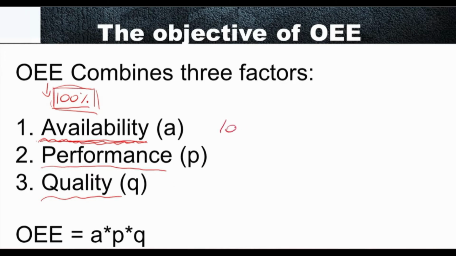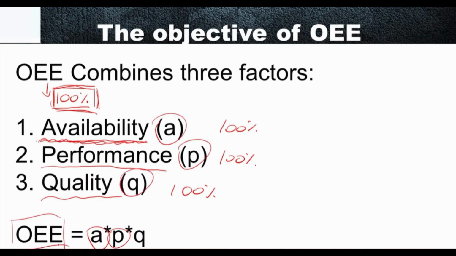So if the availability is 100%, the performance is 100%, the quality is 100%, we end up with an OEE of 100%. Why? Because this OEE is nothing else than the product of A, which refers to the availability, P, which refers to the performance, and Q, which refers to the quality. Just some clarification here for the A, P, and Q. Well, I wrote here 100%, but in reality you actually plug them in this formula as decimals. That means that 100% would be actually 1, alright? And for instance, 50% would become 0.5.